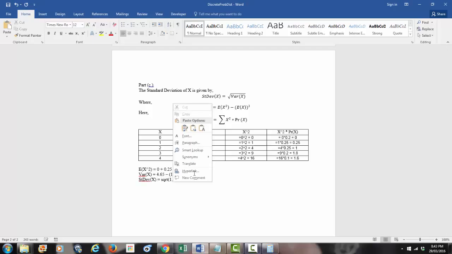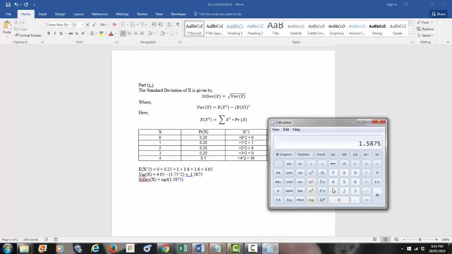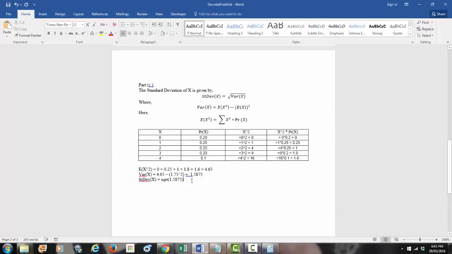So that's equal to the square root of 1.5875. Quickly doing that on the calculator, taking the square root, that comes to roughly 1.26 to 2 decimal places. Okay, so that's how we calculate the standard deviation. We've also shown how to calculate the variance, the expected value, and then how to fill in incomplete components of a discrete probability distribution.